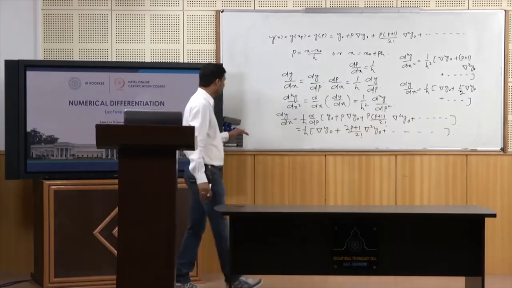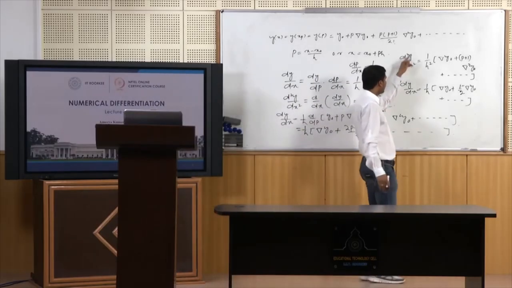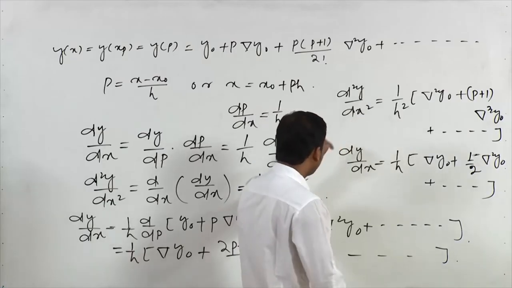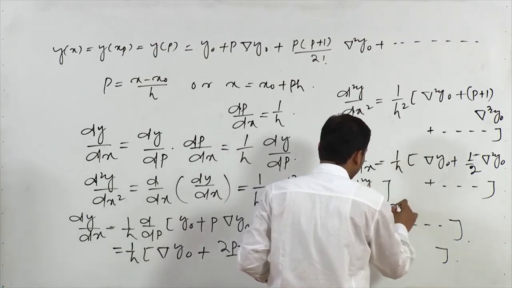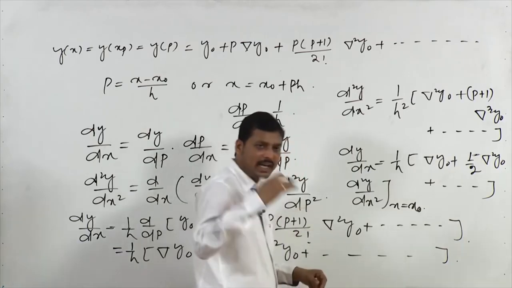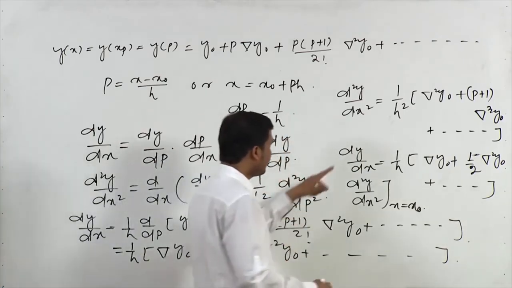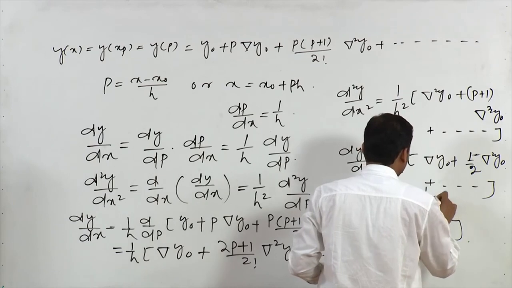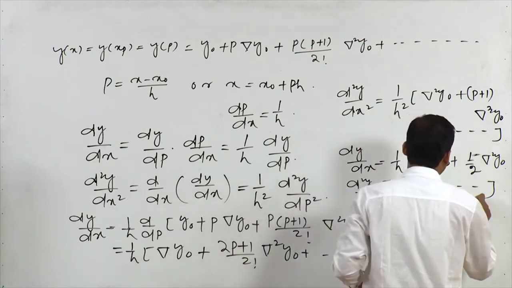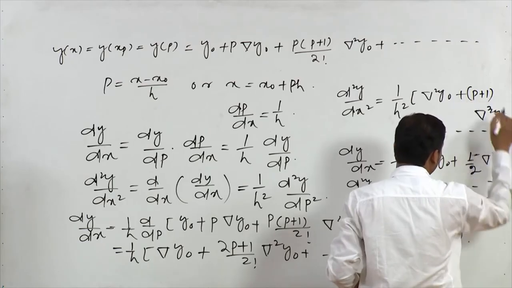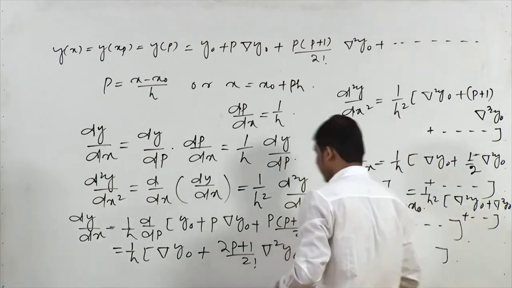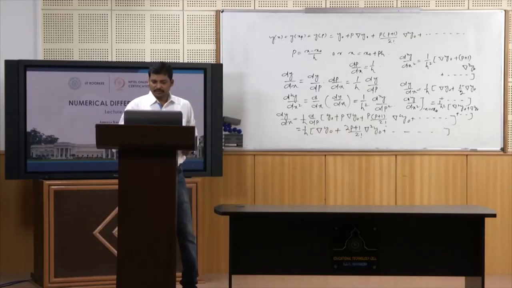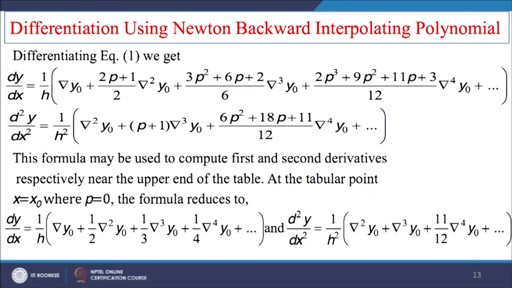Similarly, if we put p equals 0 in d square y by dx square here, then we can obtain this value d square y by dx square at exactly x equals x 0 at the lower end of the table. At that point, we can say 1 by h square times the first value, nabla square y 0, plus, if p equals 0 here, nabla cube of y 0, plus all the other terms. And the immediate next term gives 11 by 12 del to the power 4 of y 0 here.